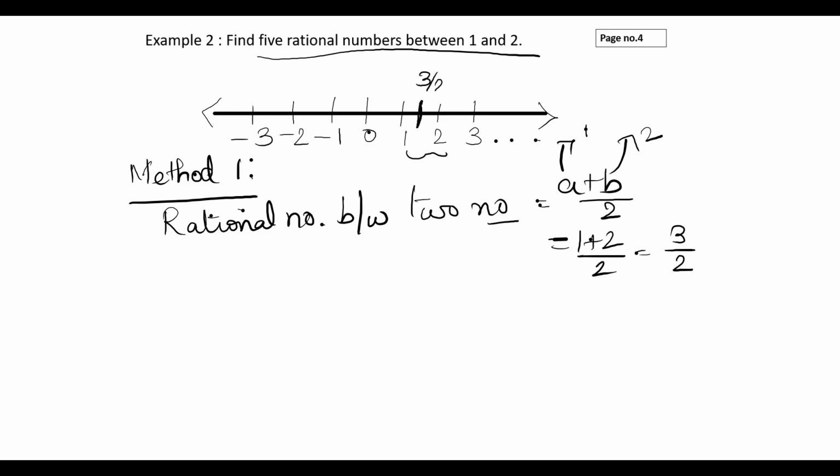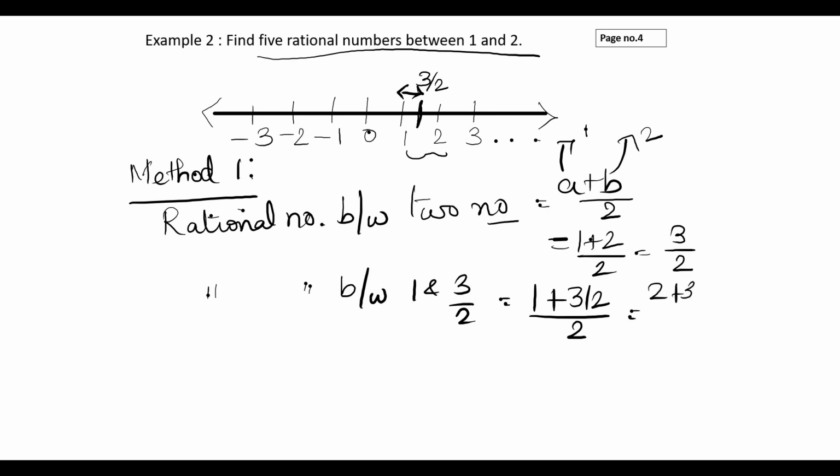Similarly, we can find a midpoint between 1 and 3 by 2. So now you can take a equal to 1 and b equal to 3 by 2. So a plus b by 2 will be 5 by 4. This is a midpoint between 1 and 3 by 2. Similarly, we can find the midpoint between 1 and 5 by 4. So, a plus b by 2, the result will be 9 by 8.